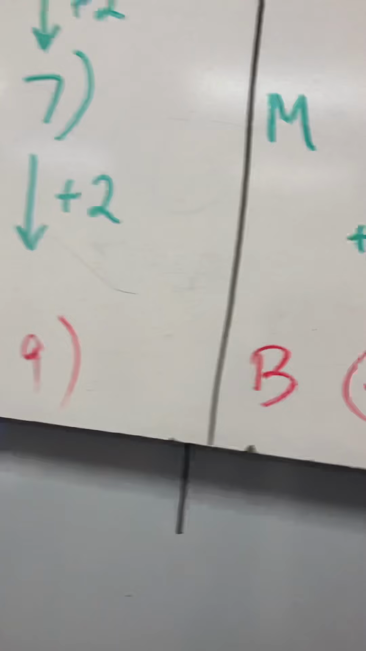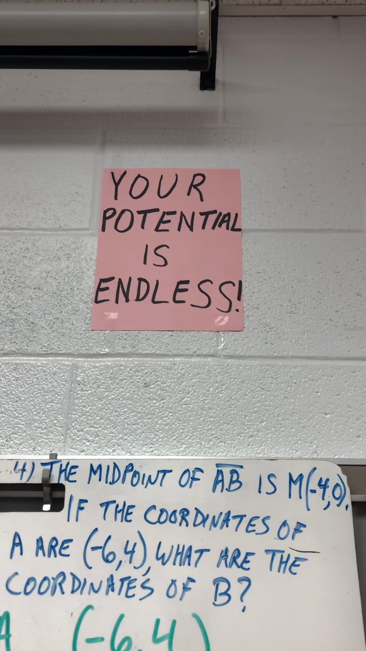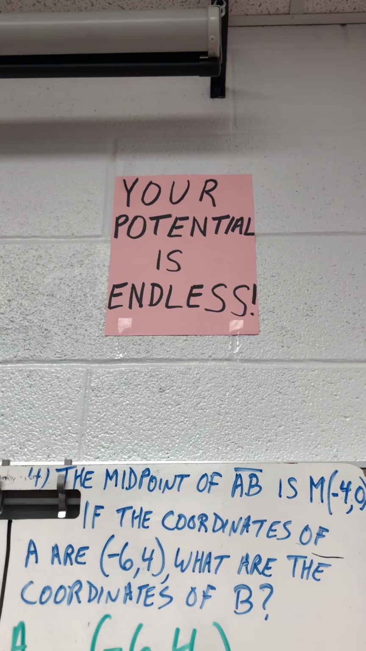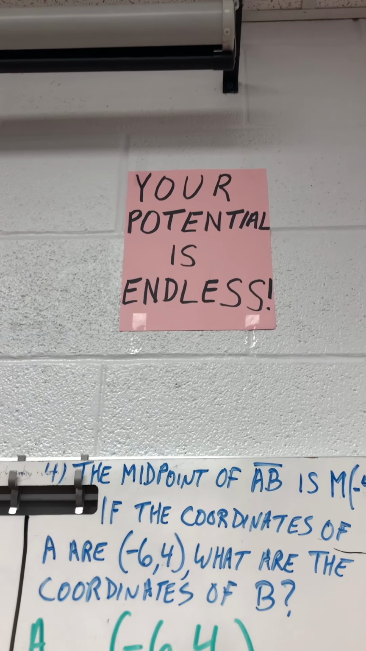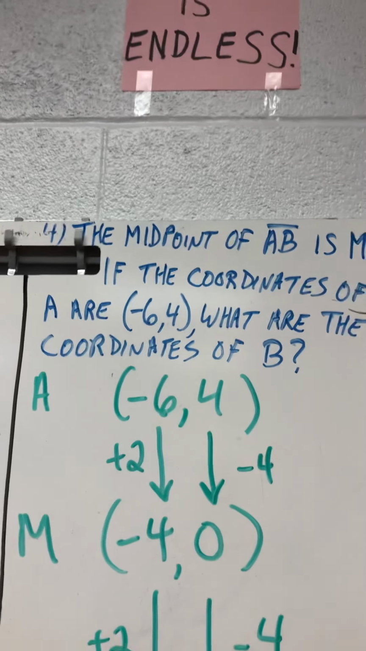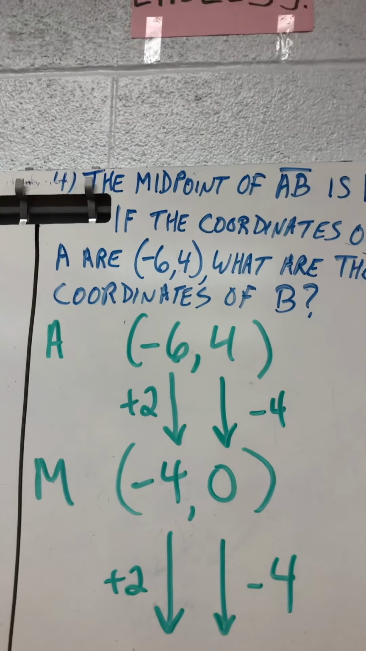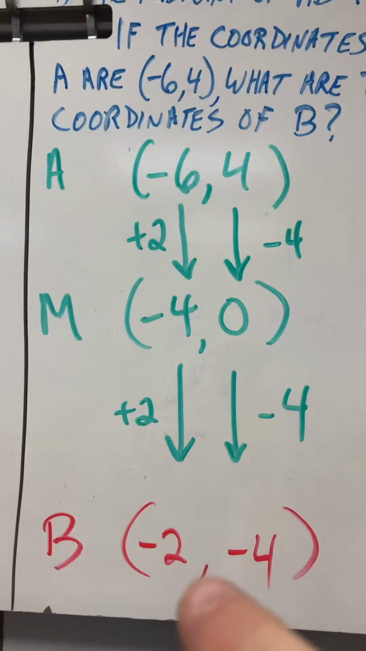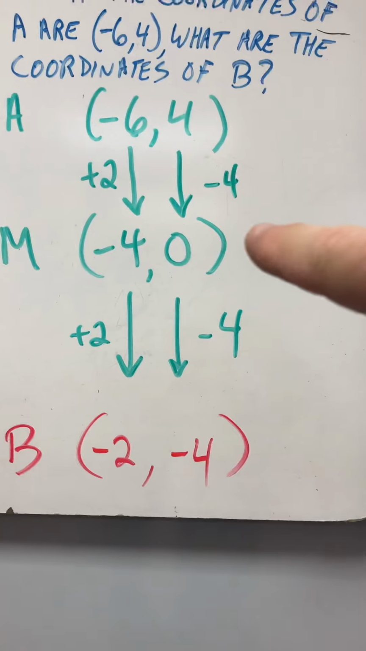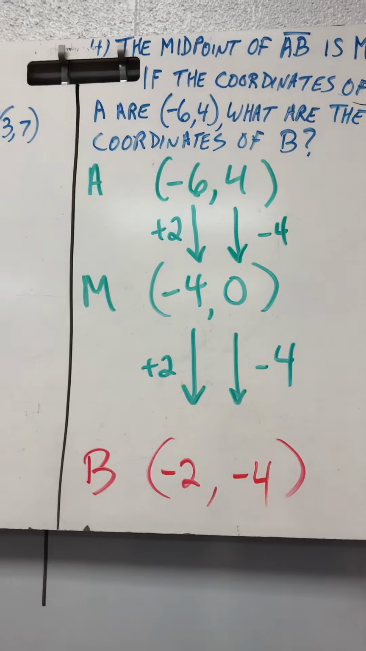In Delta Math, this is what the problem looked like. It says the midpoint of AB is M, negative 4, 0. If the coordinates of A are negative 6, 4, what are the coordinates of B? Okay, so A is negative 6, 4. How do you get from negative 6 to negative 4? You add 2, right? So to add another 2, that's going to be negative 2. To get from 4 to 0, you minus 4. Minus another 4, you're at negative 4. Okay?